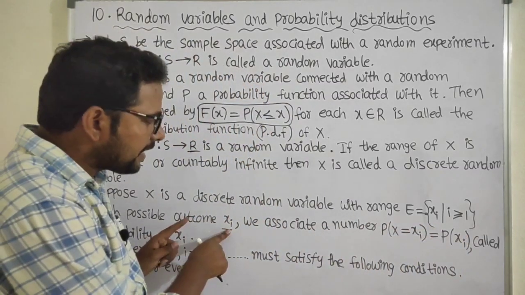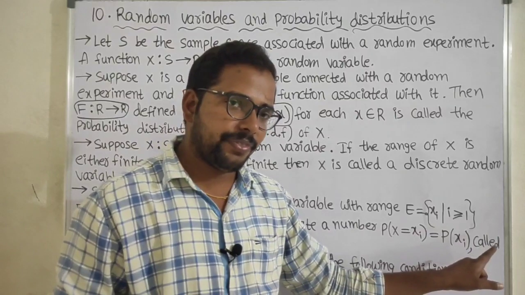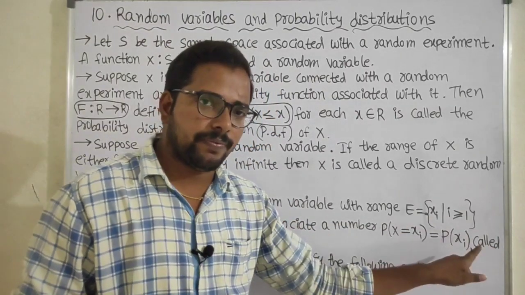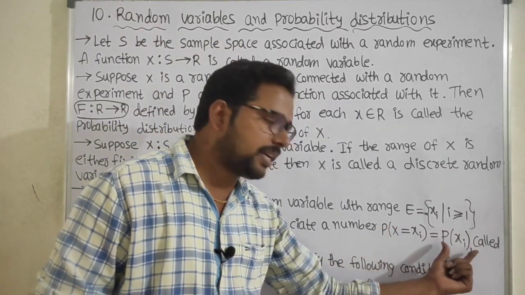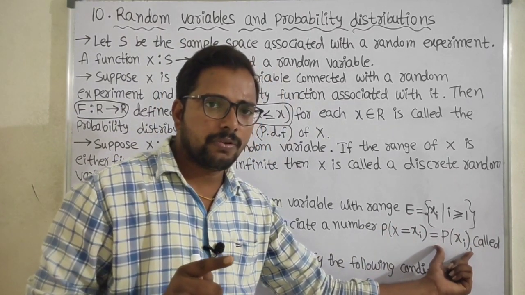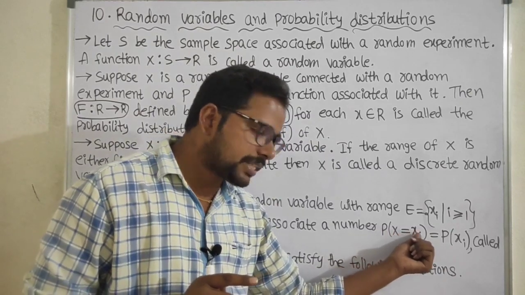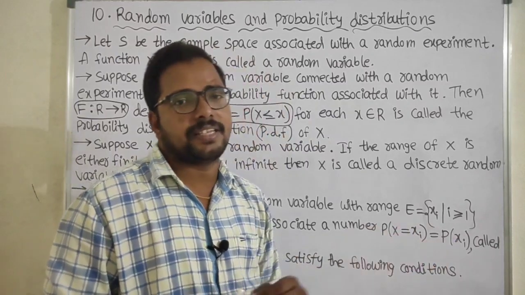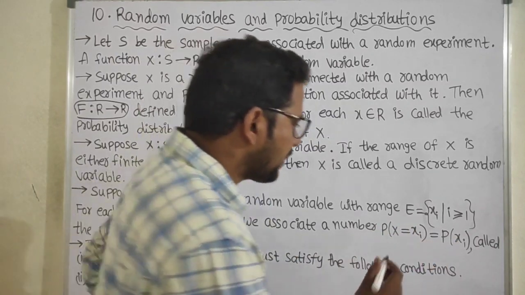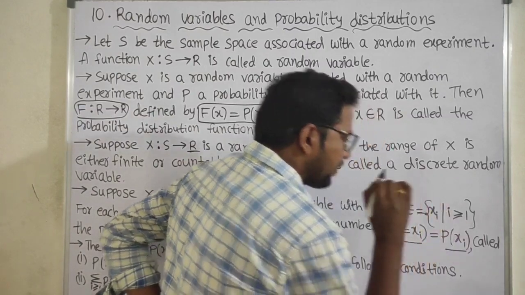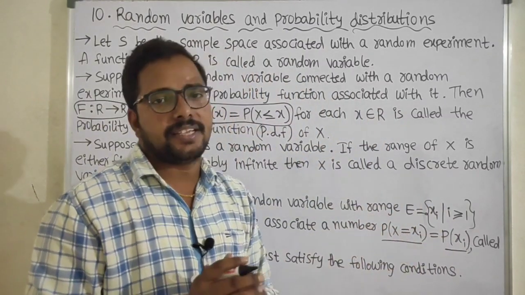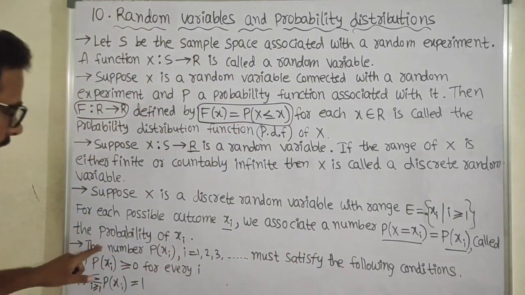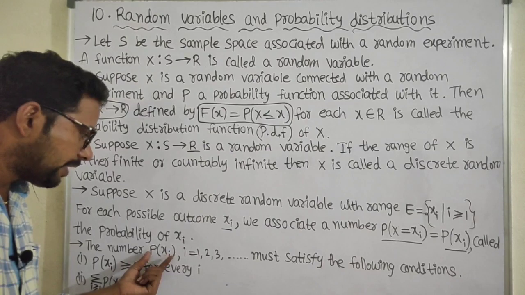Here the outcome is x_i, and the probability is P of x_i. Suppose there is an outcome x1, then the probability of x1 is P of x1. We can write this as P of X equals x_i or P of x_i. This is called the probability of x_i for each outcome x_i. P of x_i means the probability of x_i.